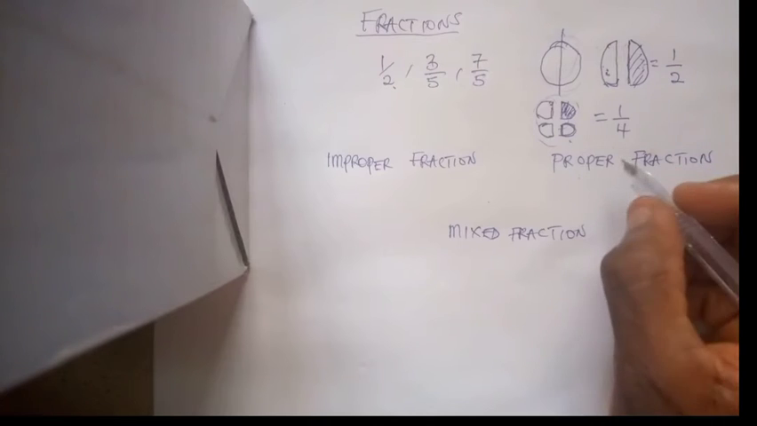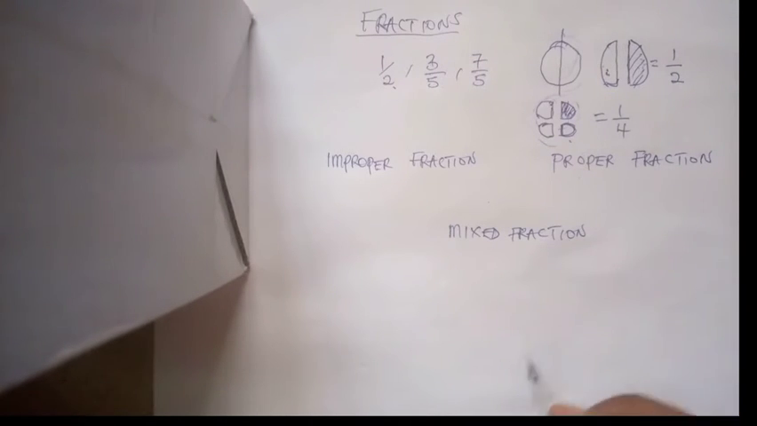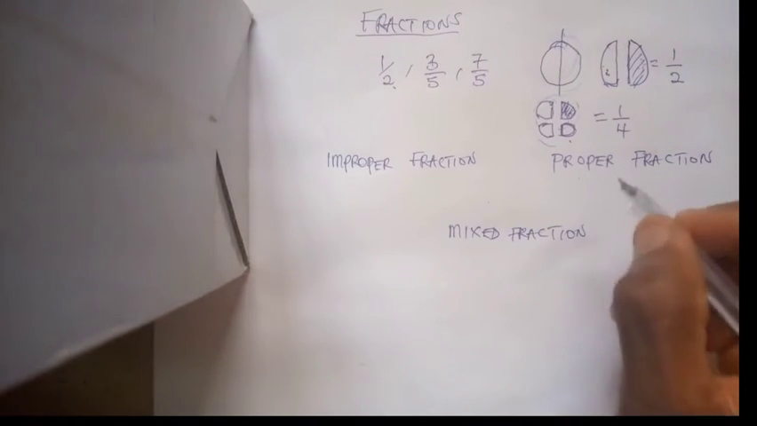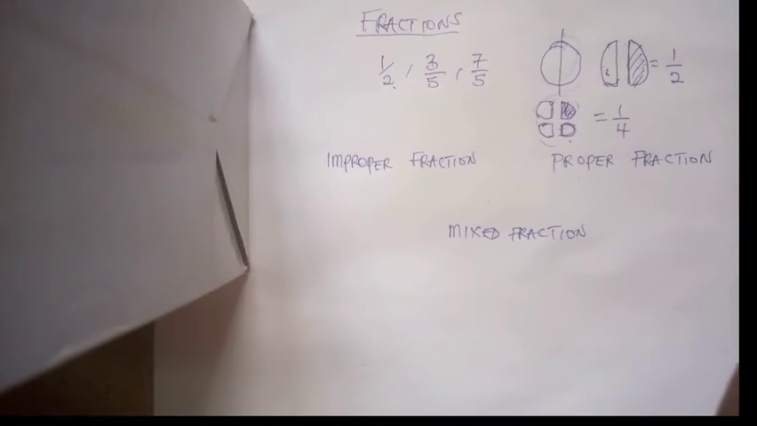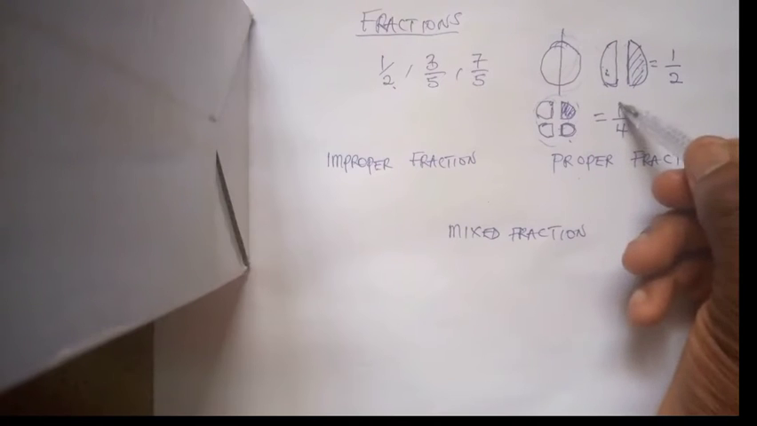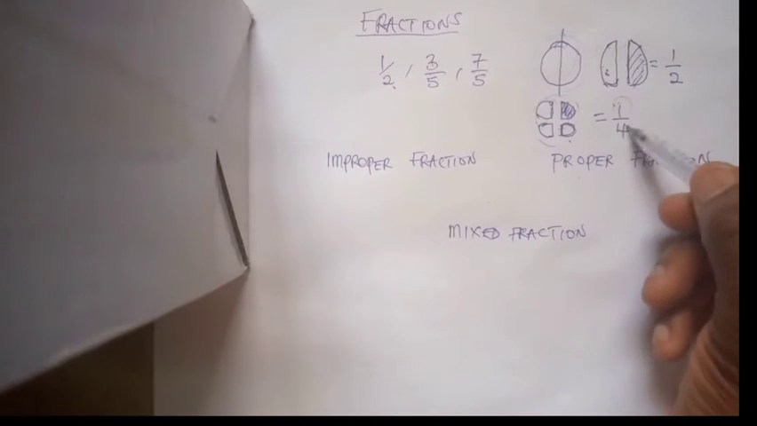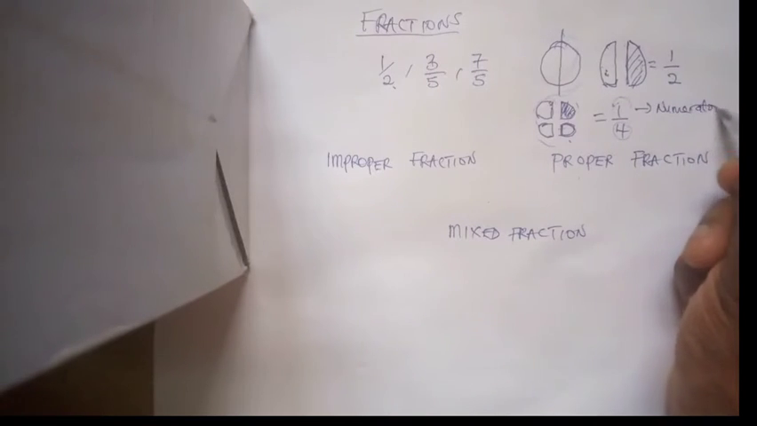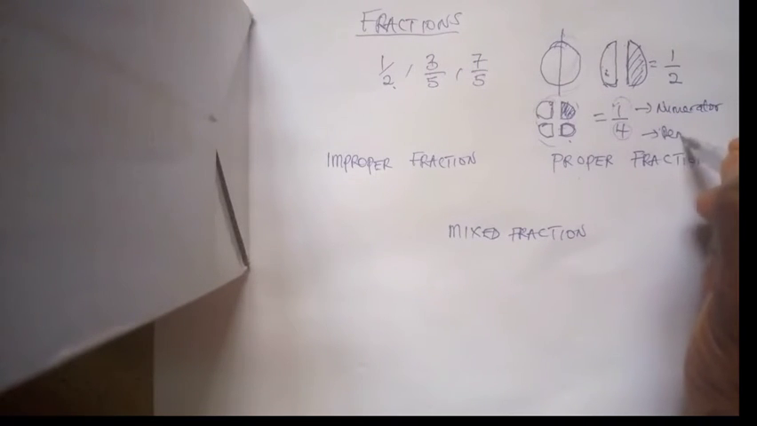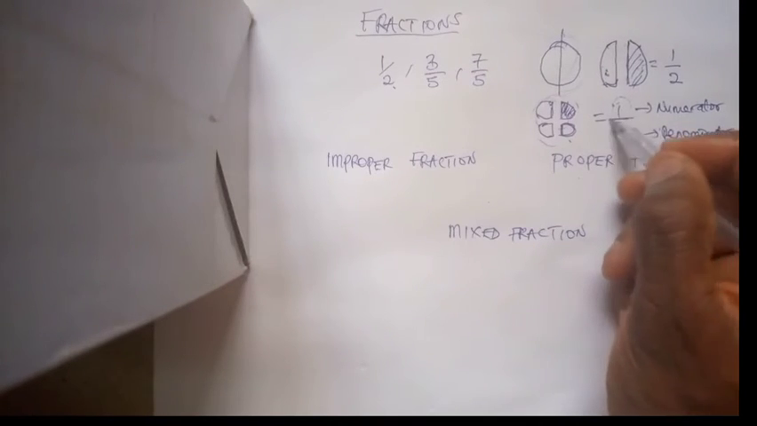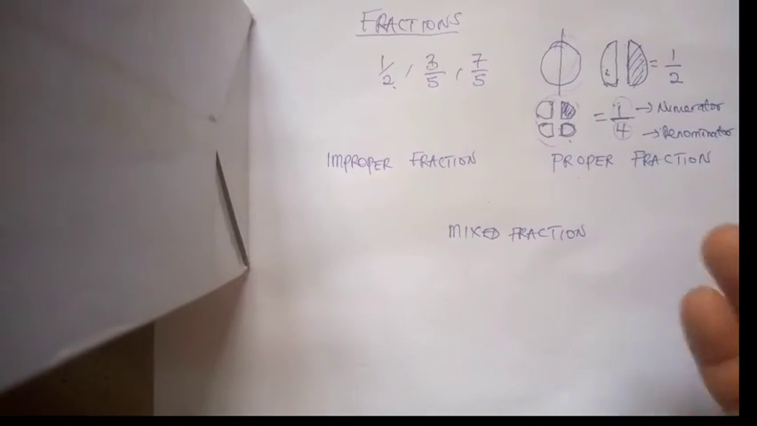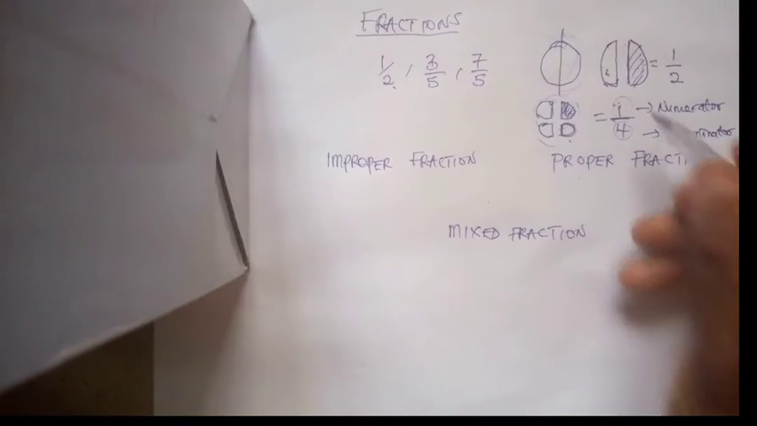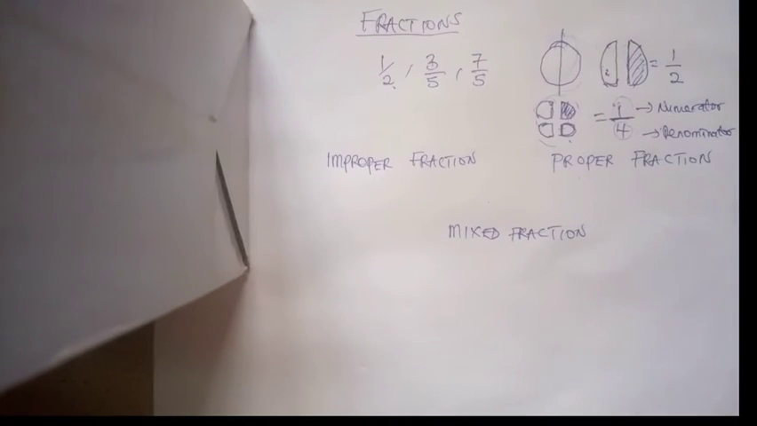When you talk of proper fraction, let me treat proper fraction first. A fraction is actually made up of three things: a numerator, which is this top part, a denominator, and then a line all over, right? That symbolizes that it is a fraction, a division sign that symbolizes that it's a fraction.